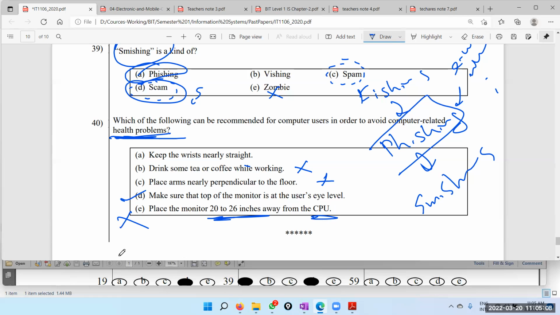Right. I will go for D, but I think the examiner has taken two others.